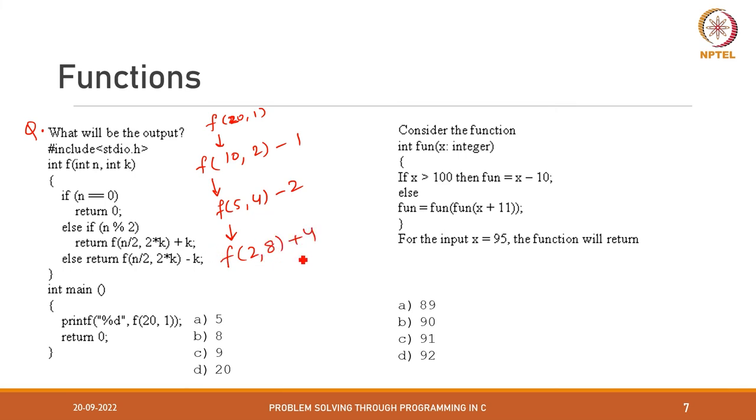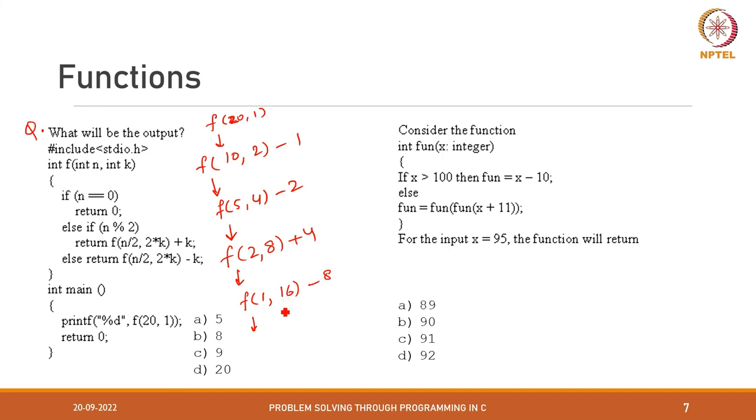Now f of 2 comma 8, that is our next recursion. 2 is an even number, so this will be 0. So the else part will be executed. So it will become f of 1 comma 2 into k. K is 8, so 2 into k is 16, so minus 8. Okay.